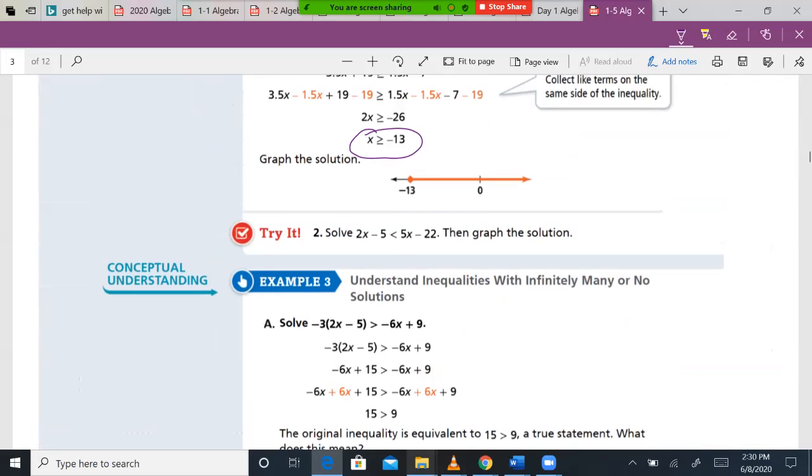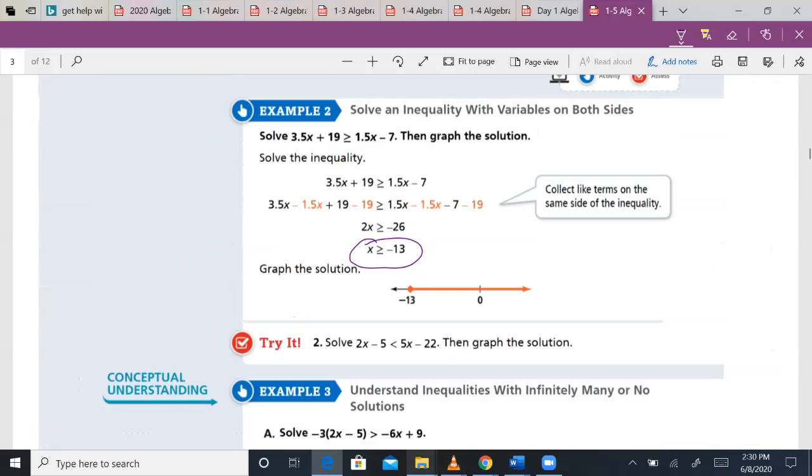Let's actually do this on here as a matter of fact, okay? 2x plus 5 less than 5x minus 22. Let's choose to move the x from right to left. So I'm going to subtract 5x. I get -3x. So -3x minus 5 is less than -22. I'm going to add 5 to both sides, so -3x less than -17.